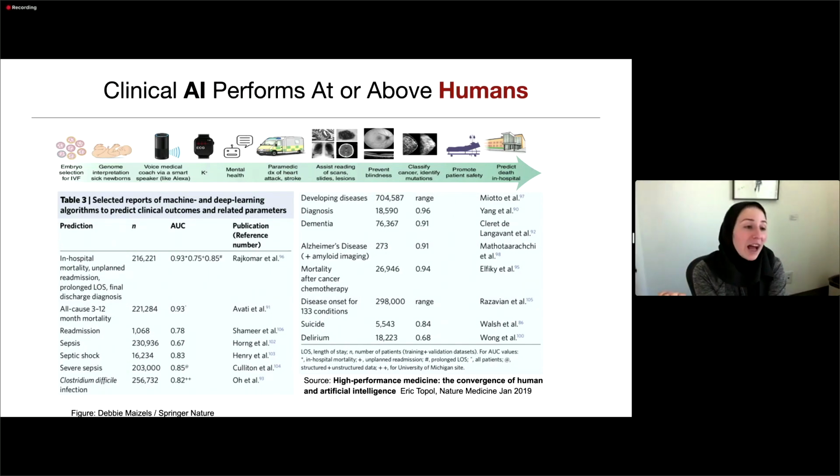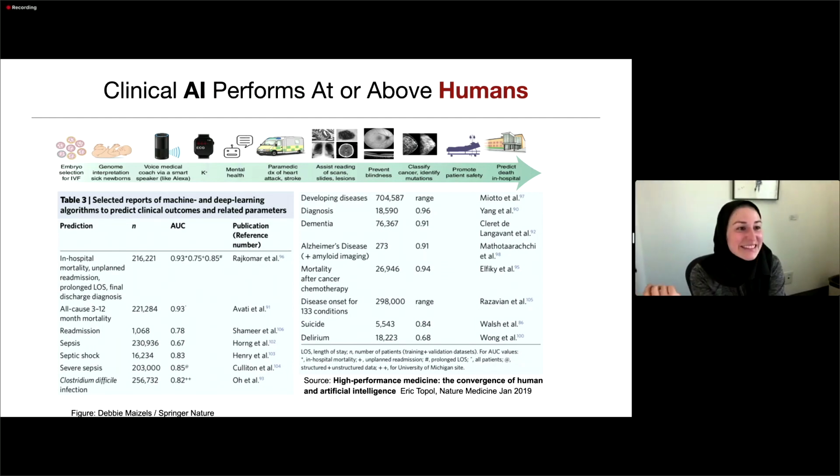Clinical AI performs at or above humans across a range of tasks in the human lifespan. So each one of these lines that you see in this table, in a very nice paper Eric Topol wrote a little while ago, did what I did. They took a data set, they had some outcome, they trained a model, and then they reported a performance.